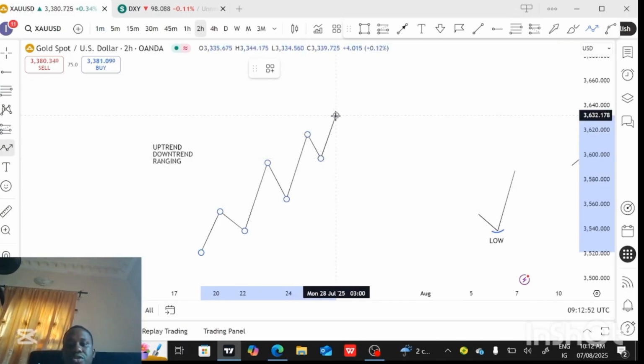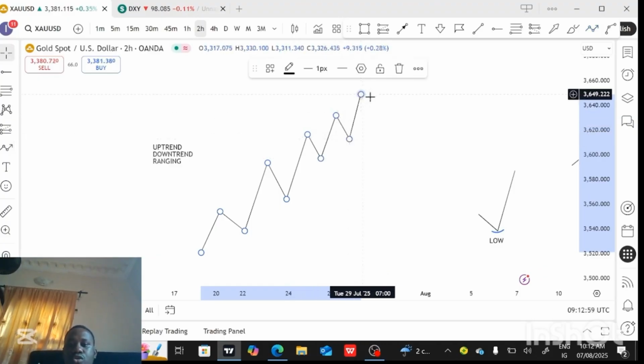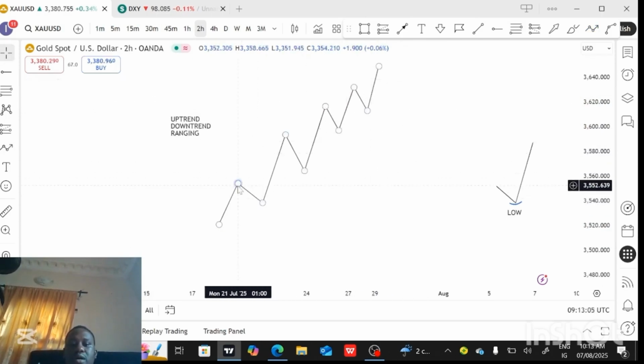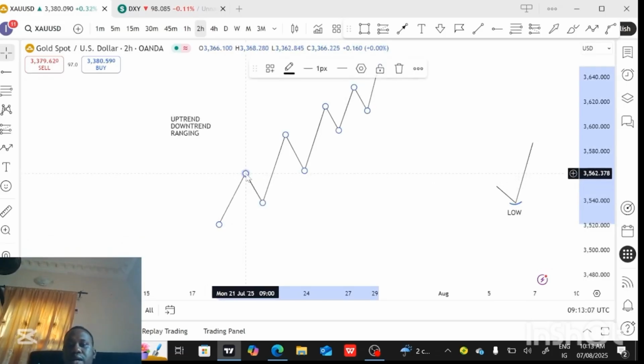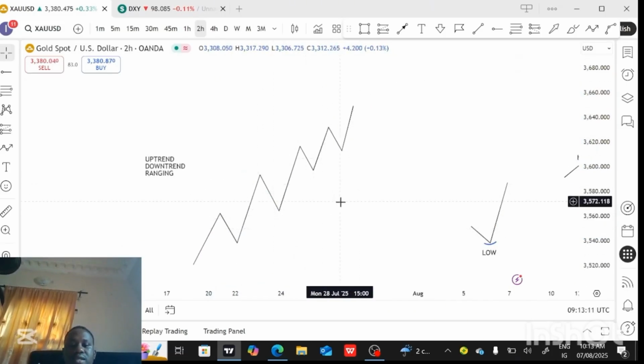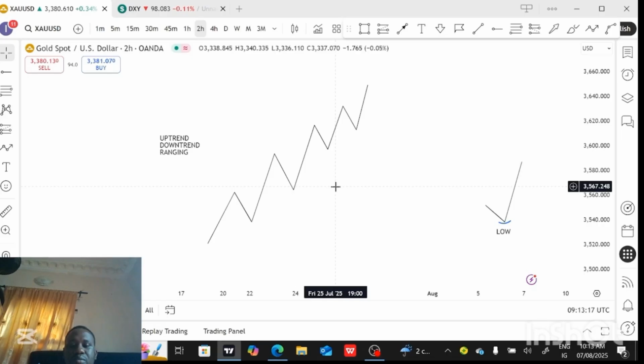Now the question should be, how do we know a valid trend? If it's an uptrend, how do we know it's a valid uptrend? That's when you study pullbacks. And what is a pullback? Pullbacks are those corrections that happen in the market when price is trending, be it uptrend or downtrend.